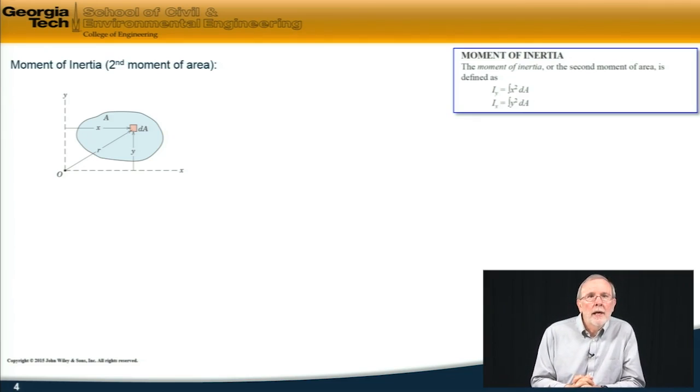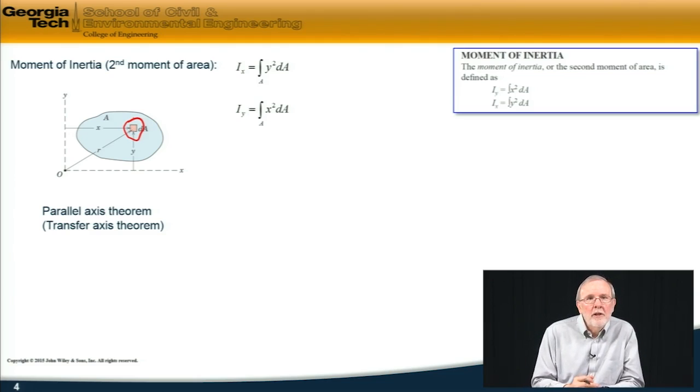The most important one is calculation of moment of inertia, sometimes called the second moment of area. And the definition of moment of inertia is given in this extract from the reference handbook over on the right-hand side here. The moment of inertia about the x-axis is the integral over the area of y squared dA, where dA is the area of an elemental area. And similarly, the moment of inertia about the y-axis is the integral over the area of x squared dA.